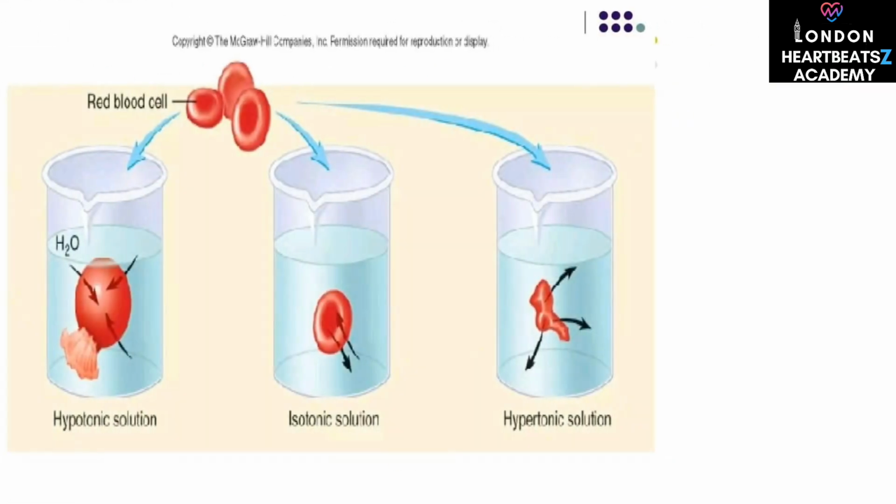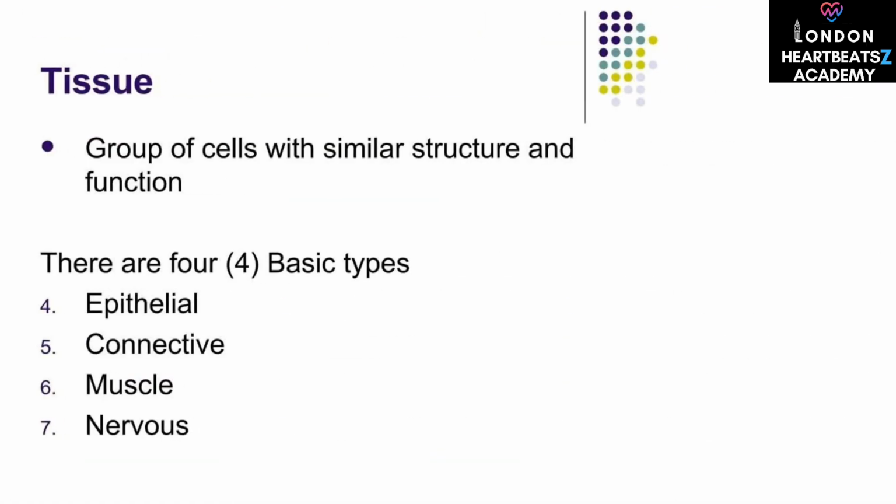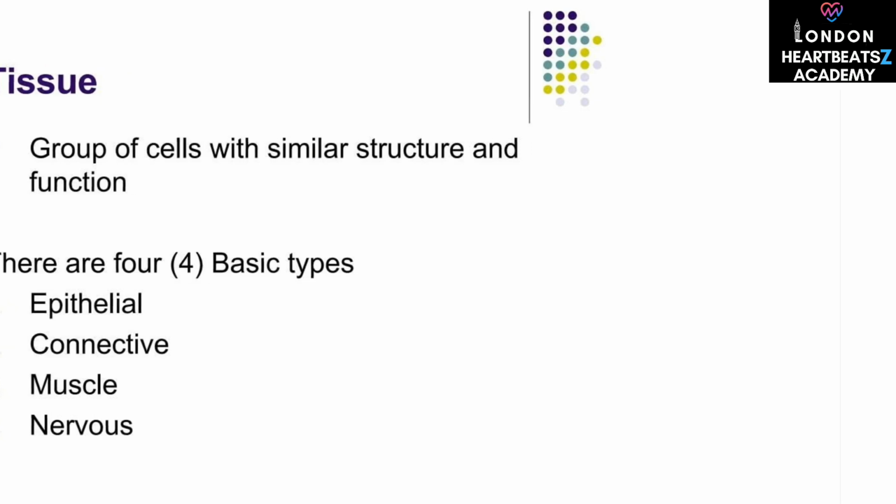membrane. Here we see the effect of different solutions on a red blood cell. Hypotonic solution causes swelling, isotonic solution maintains balance, and hypertonic solution causes the cell to shrink. A tissue is a group of cells with similar structure and function. The 4 basic types of tissue are epithelial, connective, muscle, and nervous.